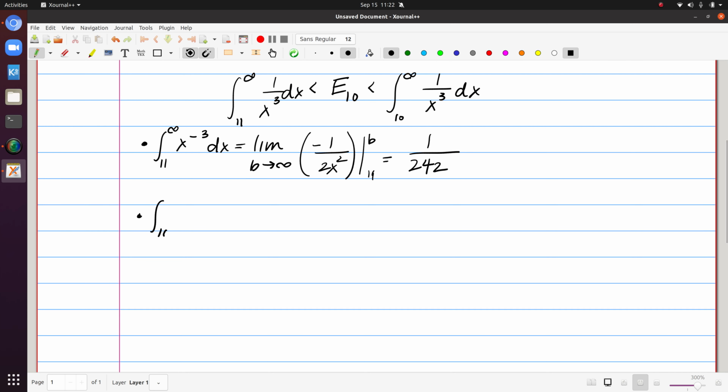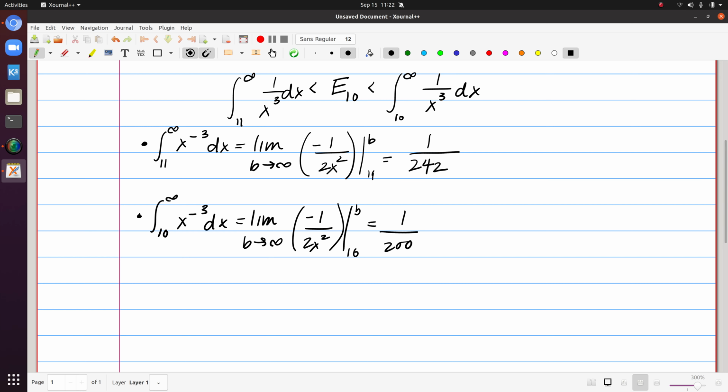Now, to find the upper bound on the error, we can take advantage of the work where we already found our antiderivative. The only difference is now we're evaluating this from 10 to b. So this is going to give us 1 over 200. Putting this together, our final answer to this question is that the error would be bounded above by 1 over 200 and below by 1 over 242.